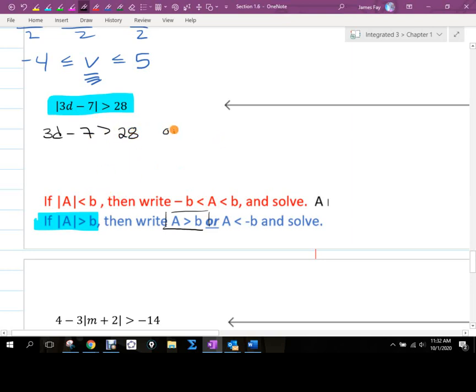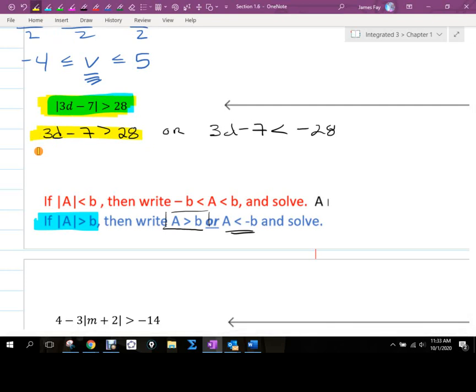Then we write the word or, and we do the same thing, 3D minus 7. And then we use the less than sign and the opposite of B. Something I always, in my mind, the way I remember my rules is if it's greater than, the two equations I come up with are the original. So if I look at this statement here, is this the exact same thing? I just got rid of the absolute value bars. Does that kind of make sense?